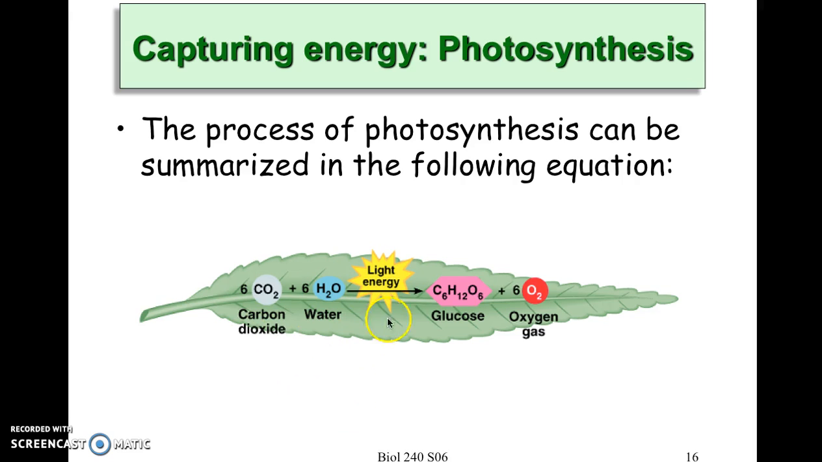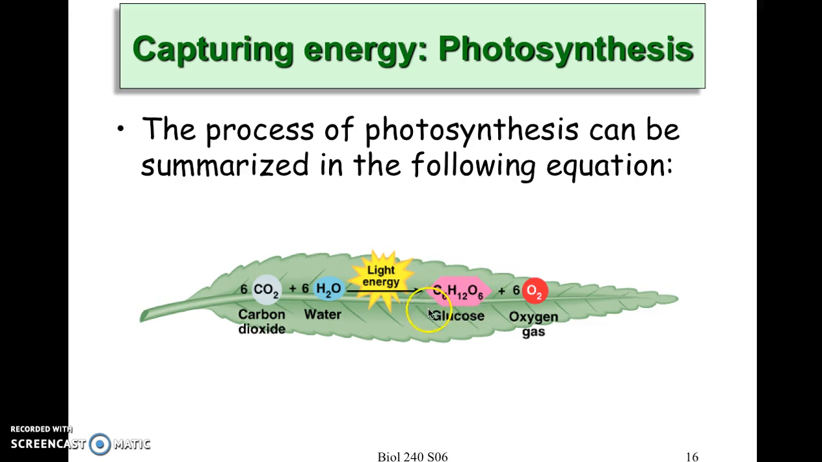Here we have a more detailed equation. Here on the left-hand side, it shows 6 molecules of carbon dioxide plus 6 molecules of water. Here's the light energy, makes 1 molecule of glucose. So 1 molecule of glucose has 6 carbons, and then as a carbohydrate, it has hydrogens and oxygens in the ratio of water, 2 hydrogens for every oxygen.